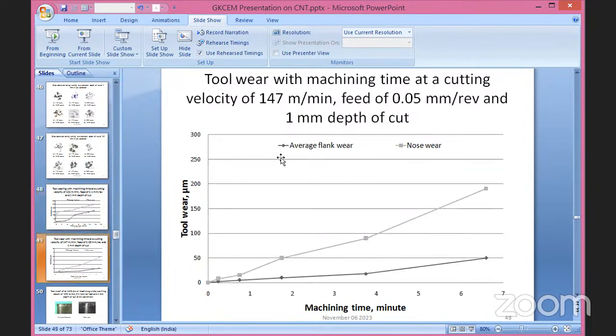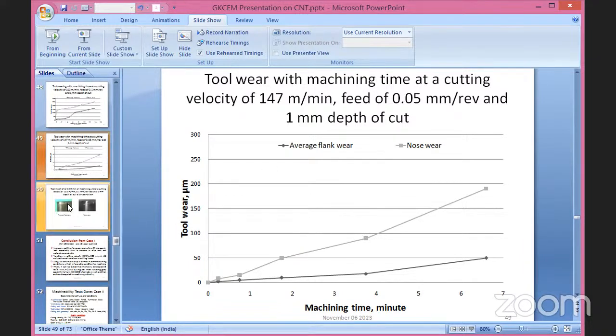Another test we have done corresponds to a cutting velocity of 147 meters per minute, a feed of 0.05 and 1 millimeter depth of cut. Here also we find very small tool wear: up to almost 6.5 minutes, less than 50 micron average flank wear is observed, but the nose wear becomes too high. It becomes slightly less than 200 micron at the end of 6.5 minutes of cutting.